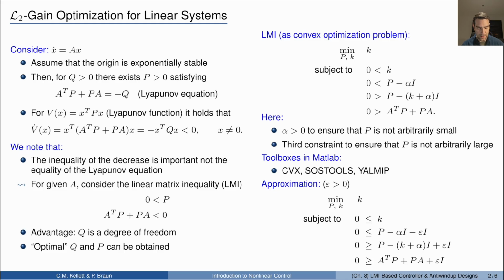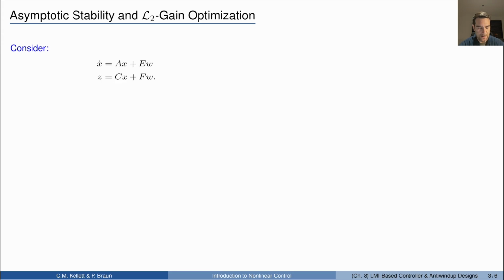Okay, so here we haven't reached the main concept of the chapter yet, but this is supposed to show how linear matrix inequalities can be used to potentially design Lyapunov functions for linear systems. So as a next step, we make the setting slightly more complicated and look at a linear system of this form here. Now a system with output z and with disturbances w.